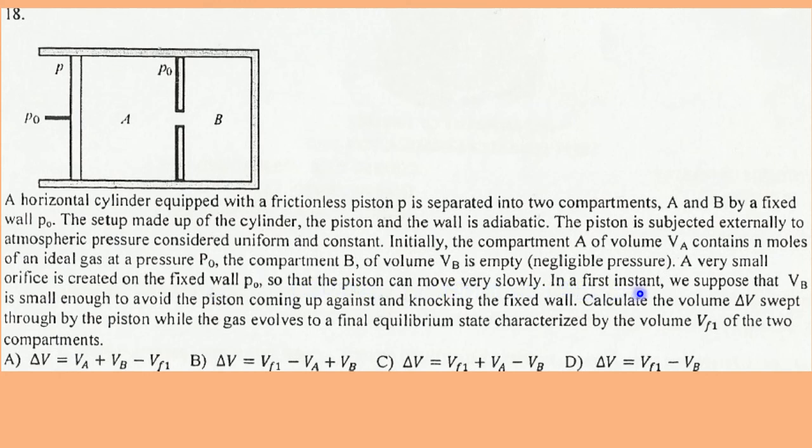A very small orifice is created on the fixed wall P0 so that the piston can move very slowly. In a first instance, we suppose that VB is small enough to avoid the piston coming up against and knocking the fixed wall. Calculate the volume delta V swept through by the piston while the gas evolves to a final equilibrium state characterized by the volume Vf1 of the two compartments. Now our answer there should be A. Let's try to find out how to get that.